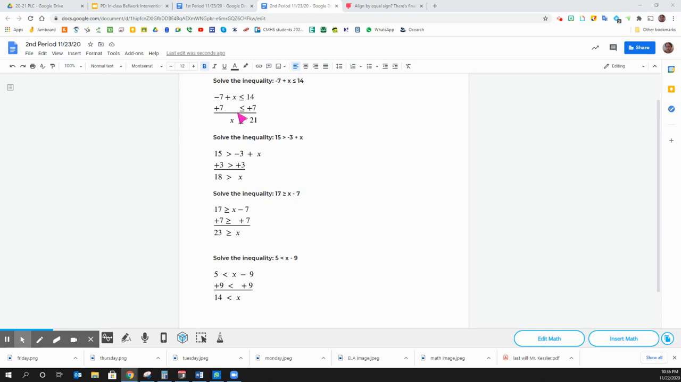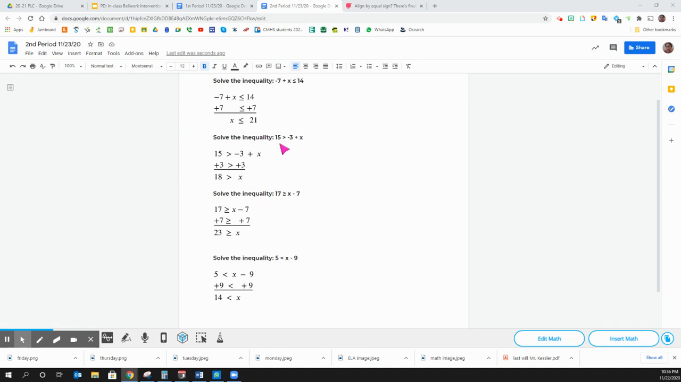That is going to cancel on the left. We're going to add 14 plus 7 on the right and get 21 and bring down our x. So now this says x is less than or equal to 21. And what that means is if you were going to graph this, all of your graph is going to be less than or equal to 21 on the x-axis.